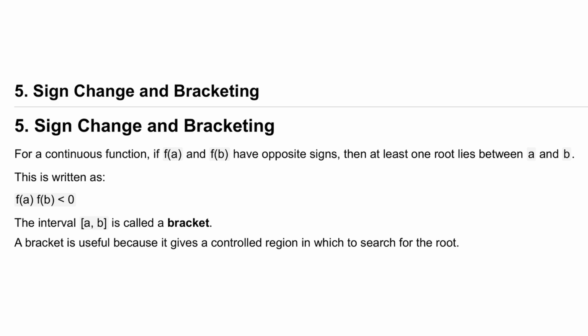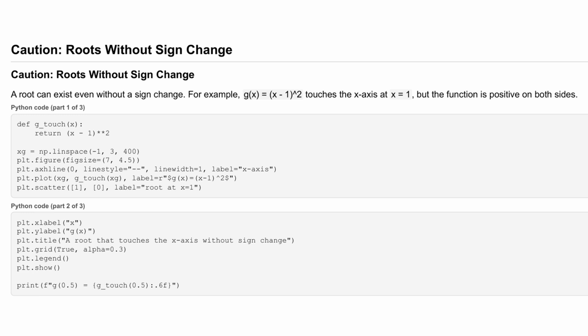This brings us to the intermediate value theorem. If a continuous function changes sign over an interval, there must be at least one root inside. We call this interval a bracket, and it provides a safe, bounded area for our search. However, be careful. A root can exist without a sign change if the function just touches the axis. For example, the parabola (x minus 1) squared has a root at 1, but it stays positive on both sides.